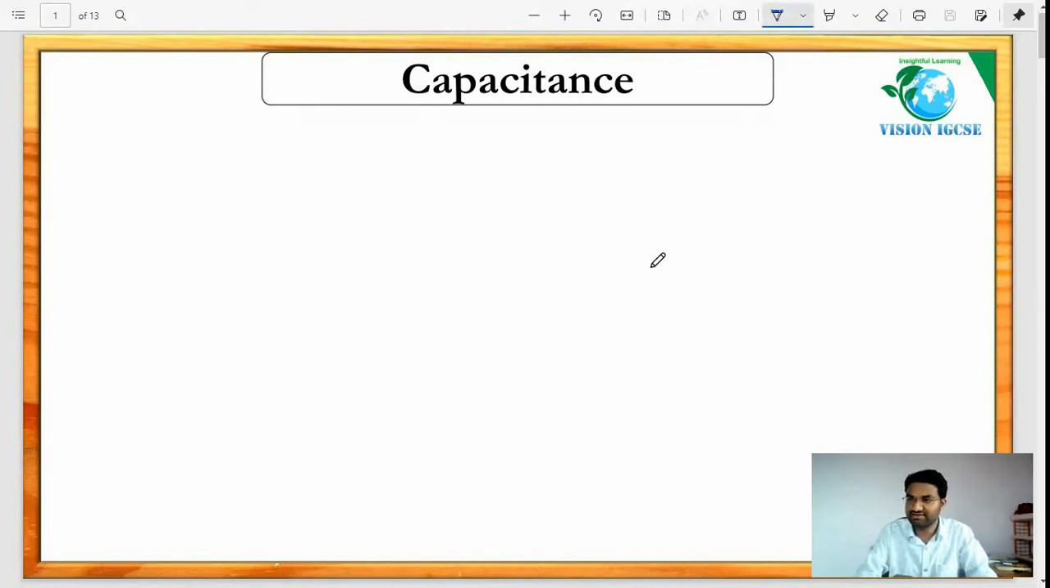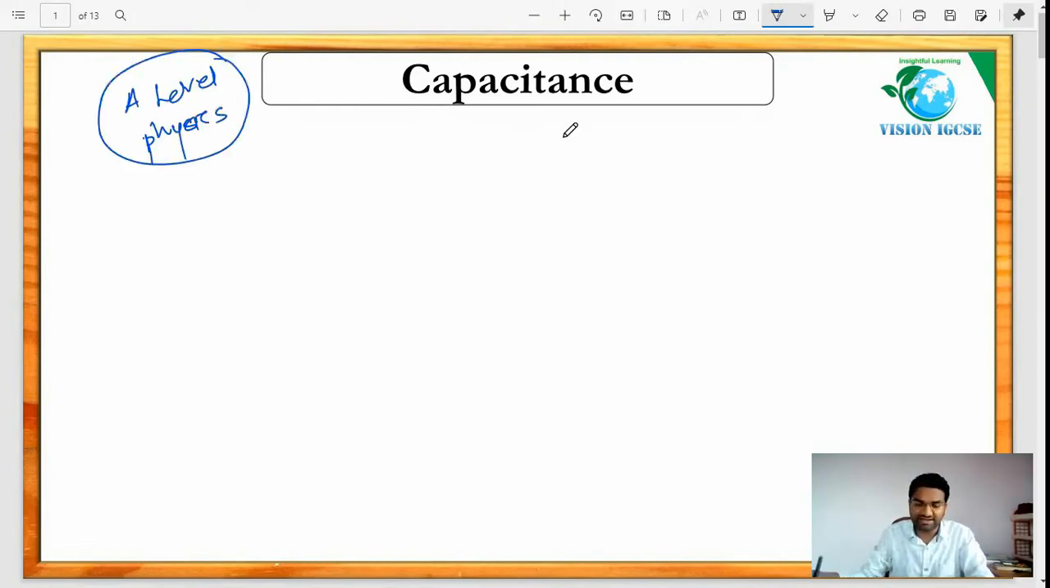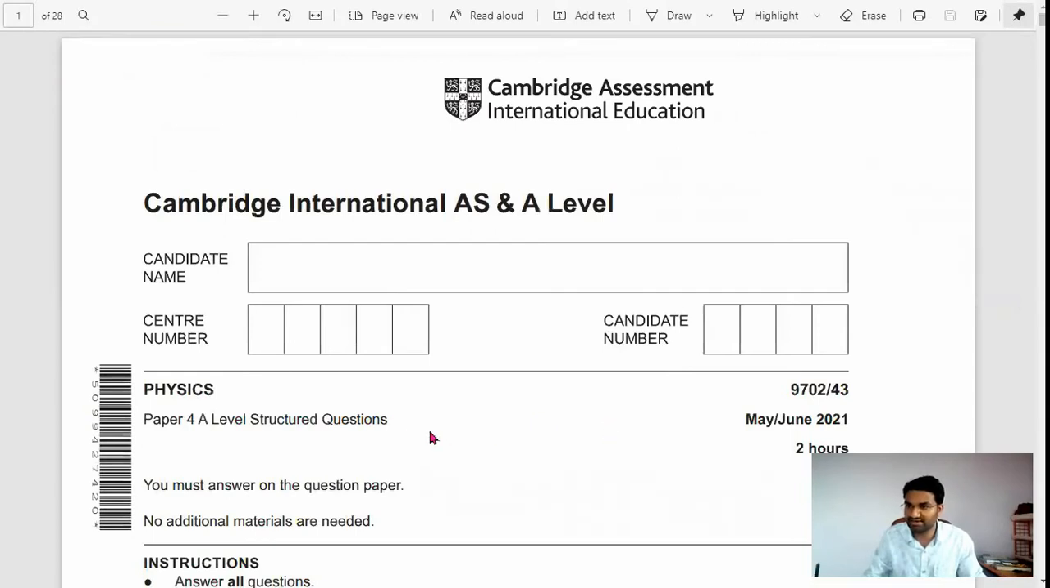So today we'll discuss one of the important topics of A-level physics, capacitance. We'll first deal with the theory part, and then we'll discuss one of the interesting questions from a past year paper, that is May-June 2021.